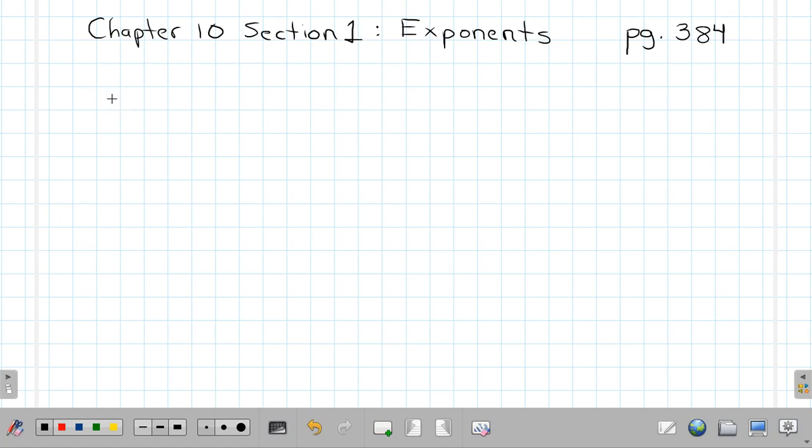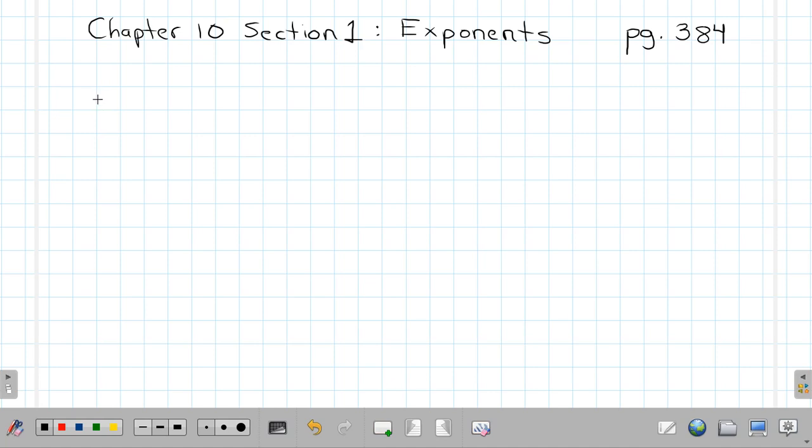So to start off this section, we need to learn some different terms. There are actually 3 different terms we're going to learn in this section. They may be things that you have seen before, but we're going to cover them again anyways, just because exponents are a very important part of what we're going to be doing the rest of the year.